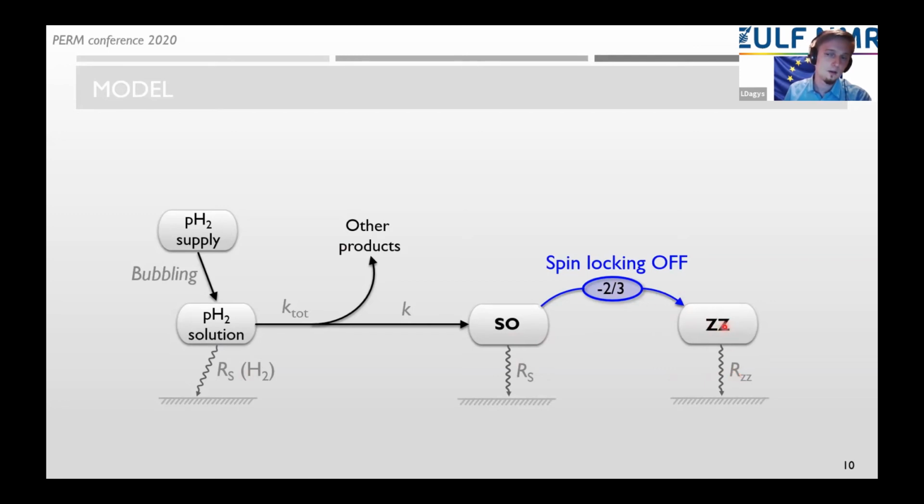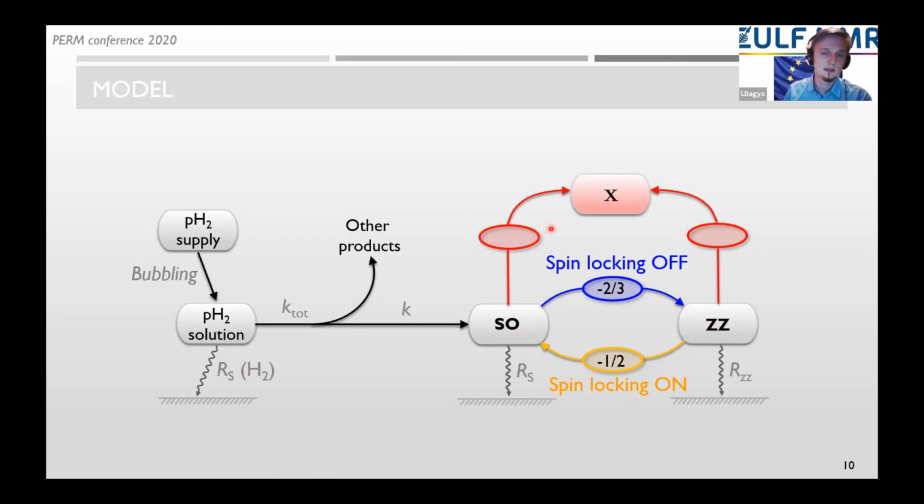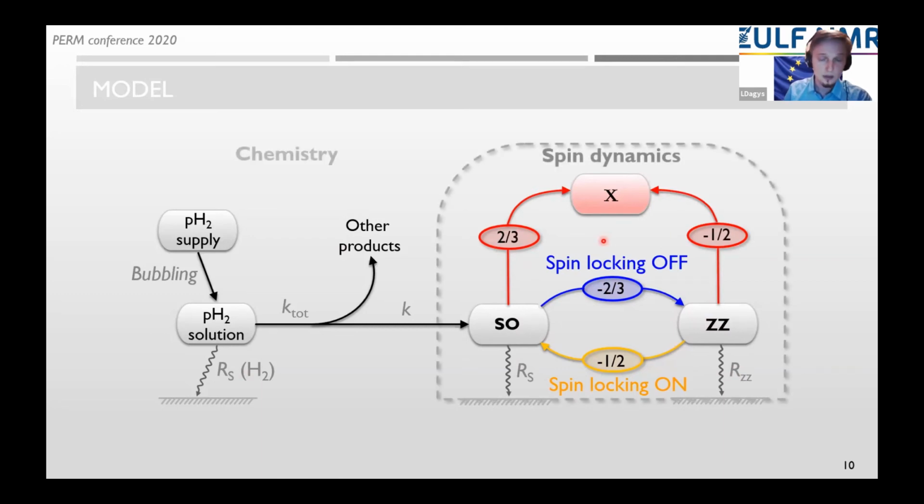But then if we had some of the ZZ order prior to the pulse sequence, and apply it prior to spin locking, then we can convert a half of that back into singlet order again. And then after that, we apply a pulse sequence, which just converts it into X magnetization. So clearly there are amplitudes of 2/3 and minus a half. So clearly there's a spin dynamics part and a chemical part here.